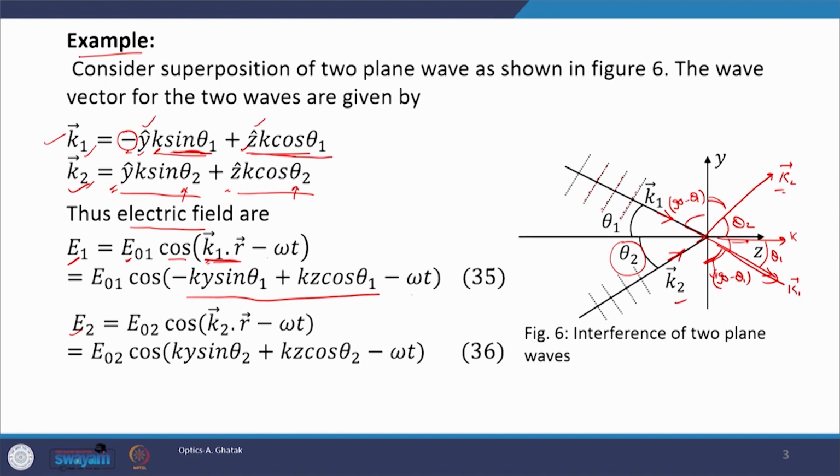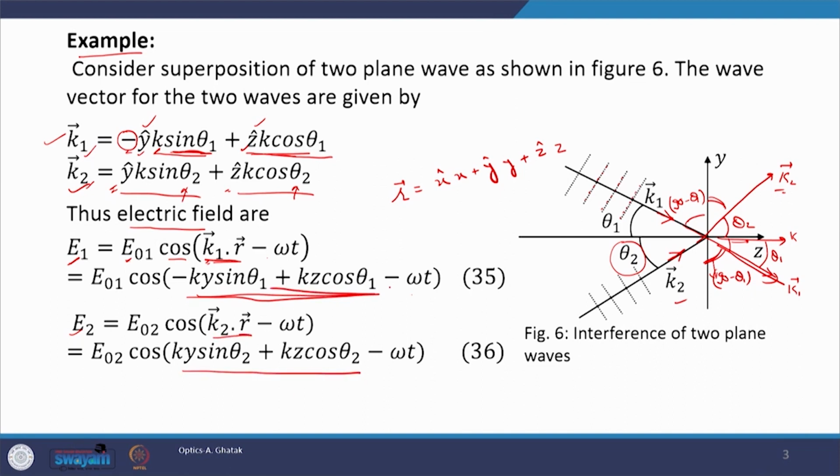Because r is a vector which also has its components. It has x component, y component, z component, and if you write this vector in its component form, then you can write r as x cap into x plus y cap into y plus z cap into z. If you write it in this form and then take the dot product of k1 with r, then you will get this expression. Similarly, for k2 · r, you get this expression here.